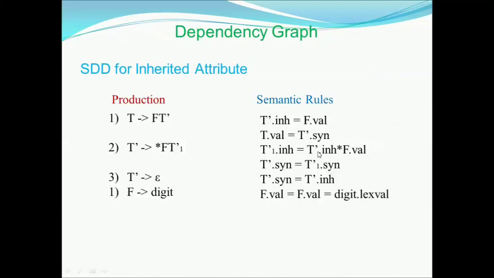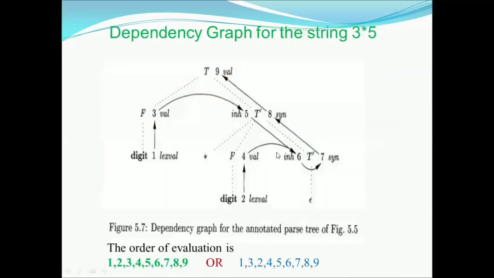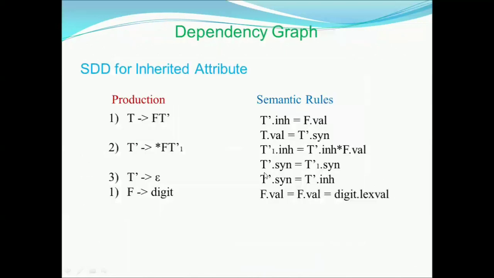You can observe that T dash dot inherited, you got it from this, and F dot value is already available in this particular node. So once you evaluate this, this becomes the inherited value for the next level. Assume that you have one more star F T. Once again, if you have, then you will have that particular node, and this node becomes an inherited value. Once I get this value, once again it becomes my inherited value.